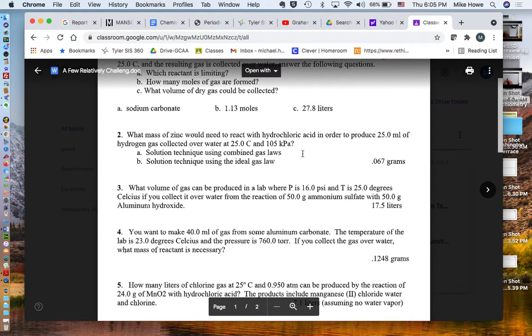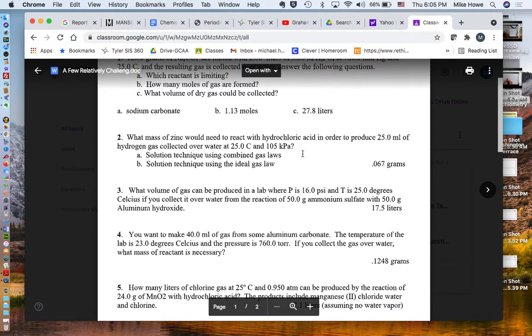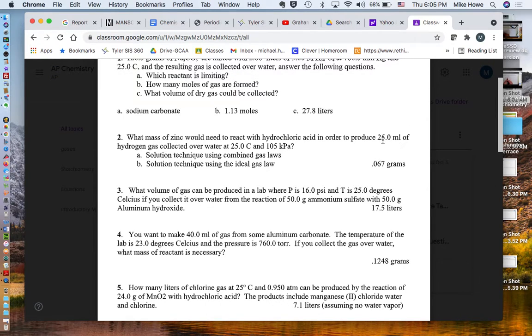Alright, so that's number 1. Number 2, you're looking to make 25 milliliters of gas, so this time you need to change that 25 milliliters to moles. Because anytime you do a stoichiometry problem, it's changed to moles, do the mole ratio, and so on. So you need to change your 25 milliliters to moles. To do that, of course, that's 0.025 liters.